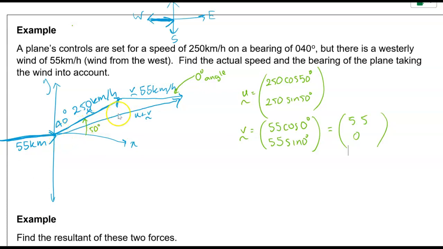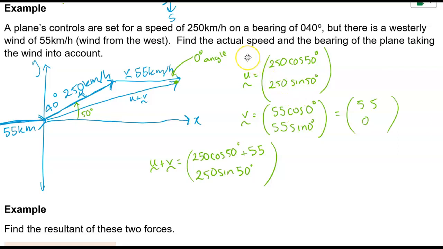So to get our resultant vector, which is going to find the actual speed with the wind taken into account, we want u plus v. So we're going to have to add our x components and our y components separately. Our x component is 250 cos 50 plus 55, and our y component is 250 sine of 50. Here we're jumping between vectors and trig again. So there's our vector in vector format. That value would result at that point up here.